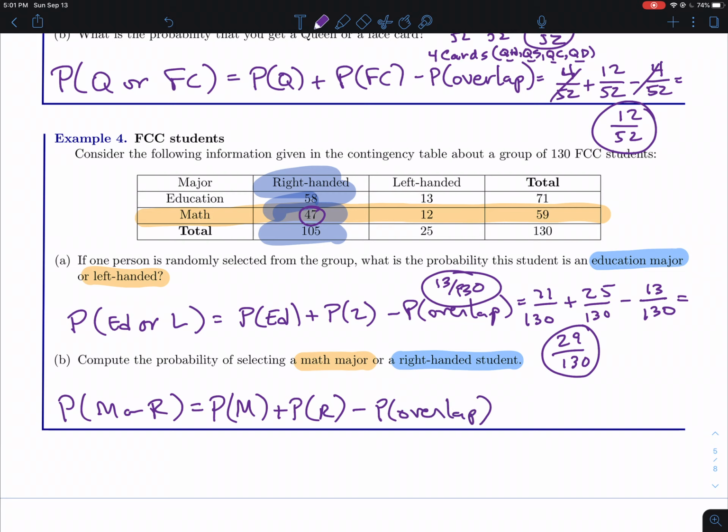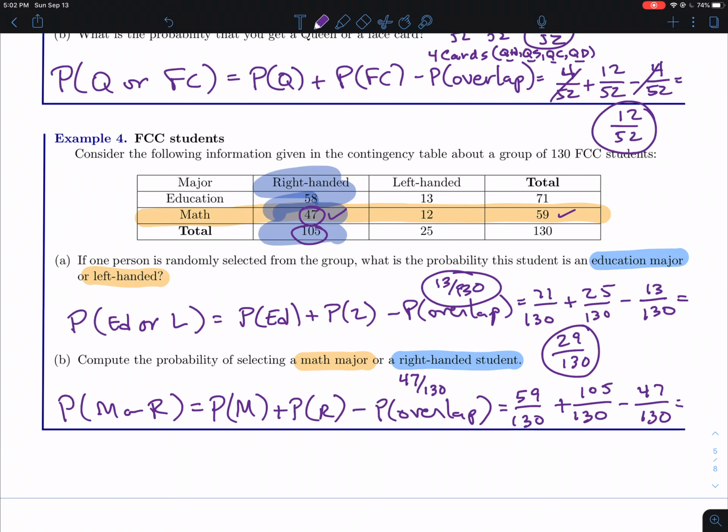And so again, we see that the math total is going to be 59 out of our 130 plus our probability of right-handed, which is going to be 105 out of 130. And then minus any overlap. So again, this part that's in the blue and the orange together is going to be our overlap. So we want to subtract out 47 out of 130. So again, throwing this into our calculator so we can see what we get.